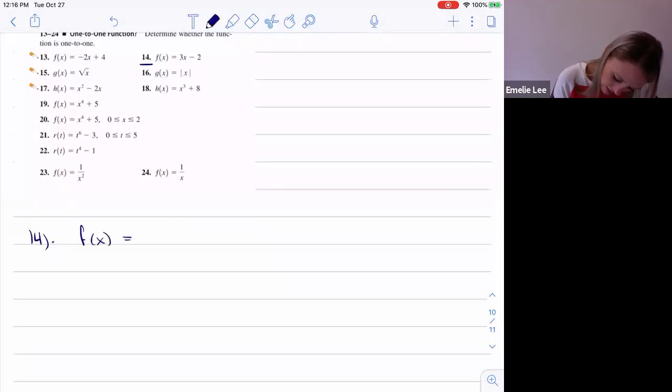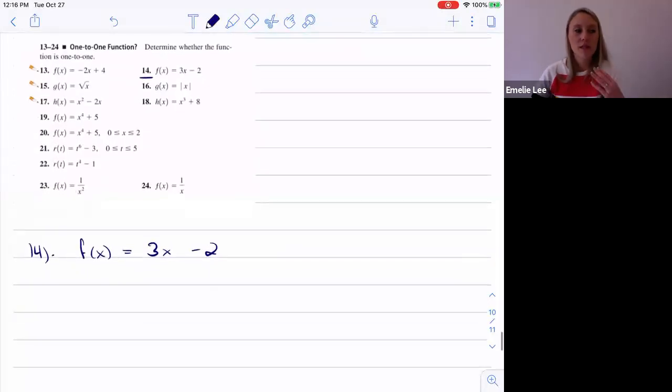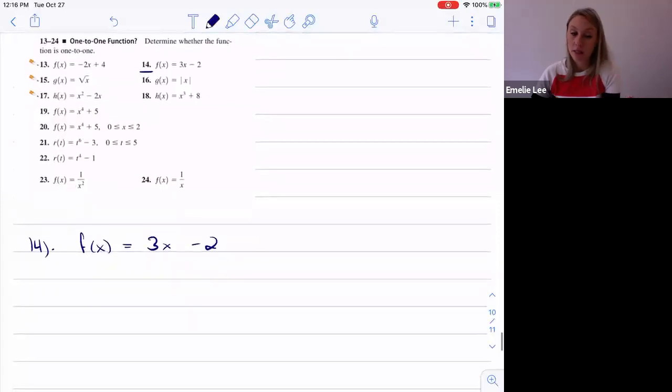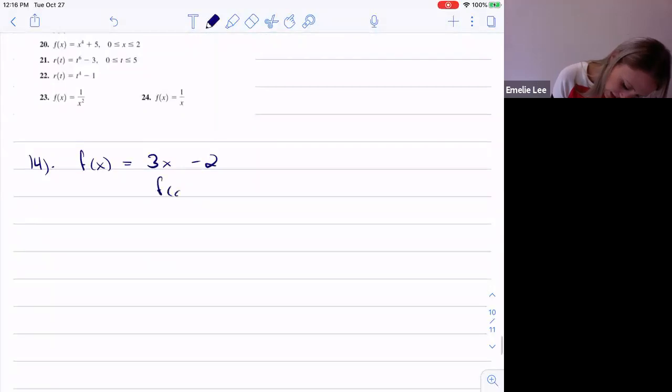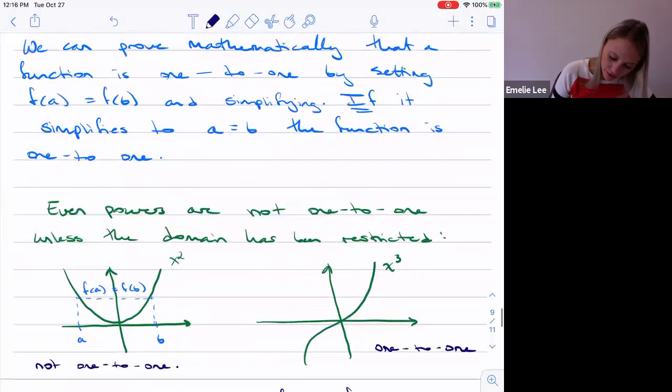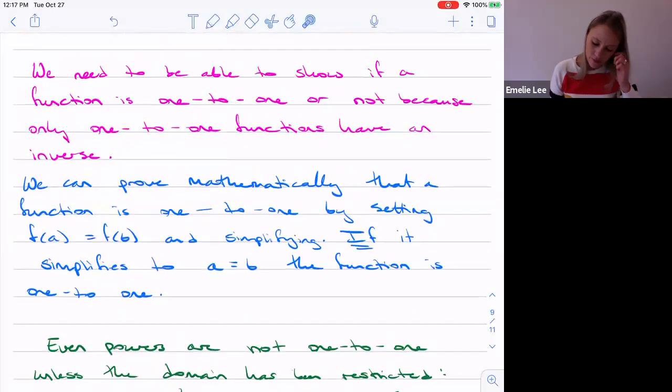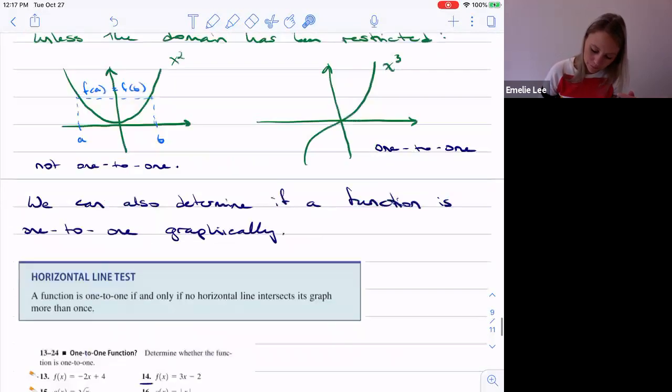So f of x is 3x minus 2. To prove that this is one-to-one mathematically, or maybe it's not, what we do is we set f of a equal to f of b, right? So remember the little blurb we went over. We can prove mathematically that a function is one-to-one by setting f of a equals f of b and simplifying. If it simplifies to a equals b, then the function is one-to-one. So I'm going to show you how to do that.